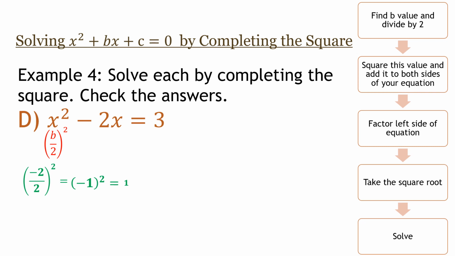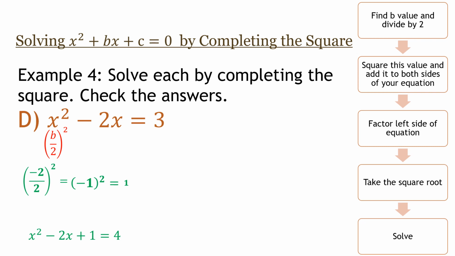Our second step is to square this value, which we just did. We found 1. And now we need to add it to both sides of our equation. We're going to add it to the left side to create a perfect square trinomial. And we're also going to add it to the right side, which is 3. So I should have x squared minus 2x plus 1 equals 4.